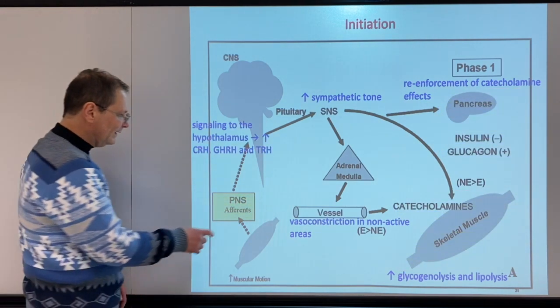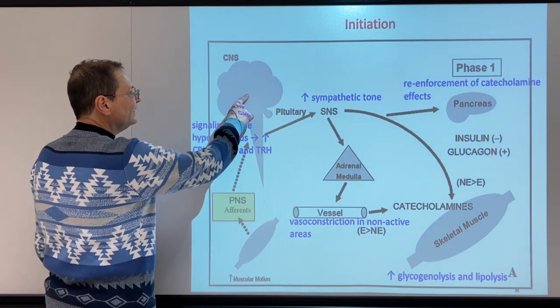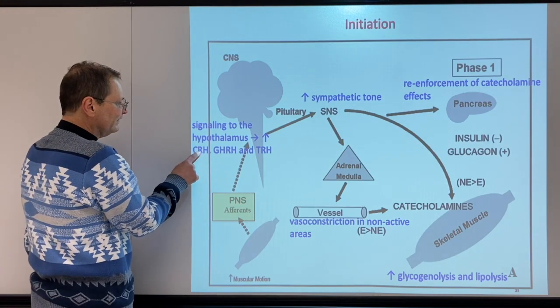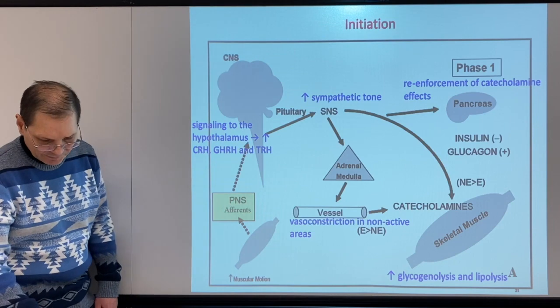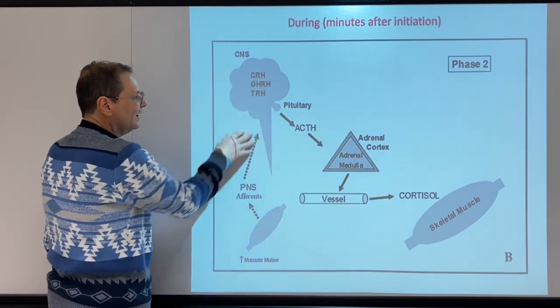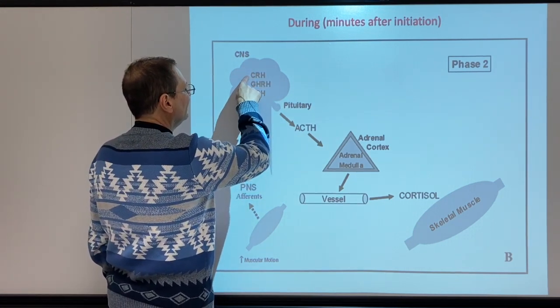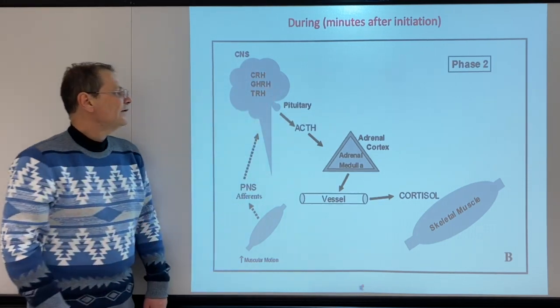We also get, through peripheral nervous system afferents, signaling to the hypothalamus. And what the hypothalamus is going to do is increase CRH, GHRH, and TRH. And you can see that here. So now, as the exercise goes on, we have stimulation of the response of the hypothalamus, and it's going to start secreting these.